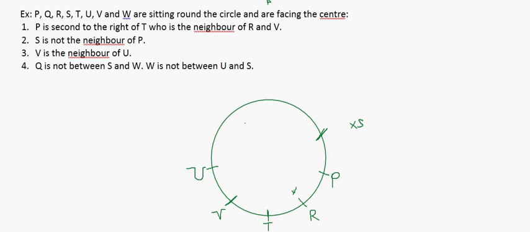So we are now confident about these 5 people, P, R, T, V, U. We don't know about Q, R, S till now. What we know is S is not here, right? So this is what we know.